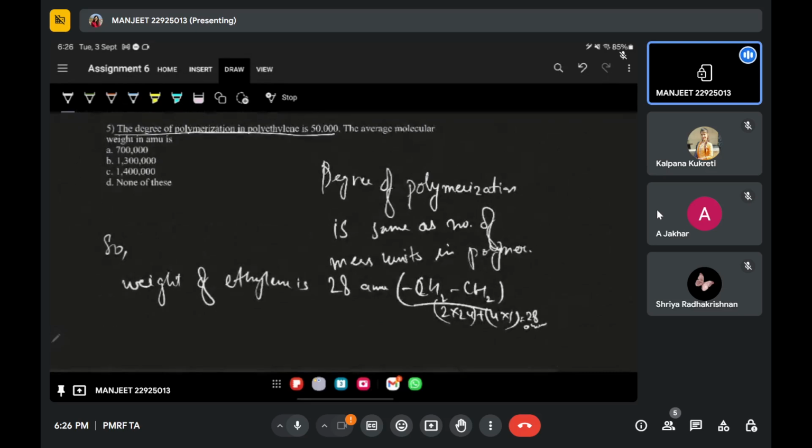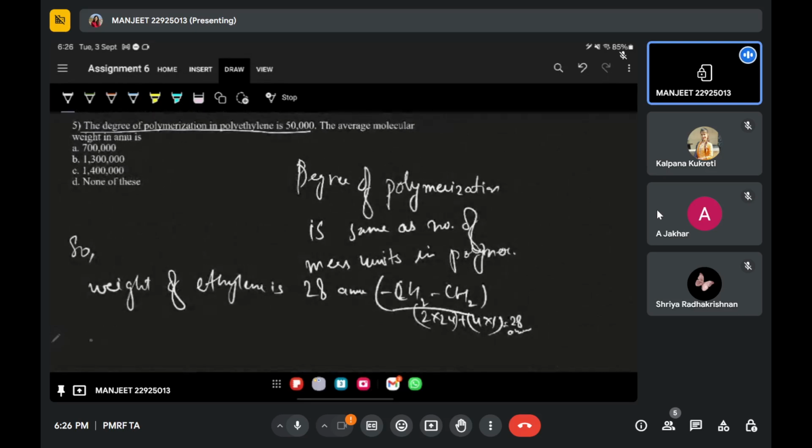Okay, and now the mer units here are 50,000. So the total weight will be the average, because this is an average value, because mers can have side branches, so we are taking the average molecular weight. So the average molecular weight will be 28 into 50,000. So how much will you get if you multiply this?